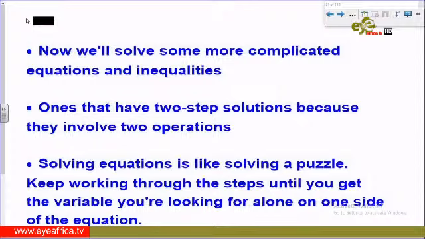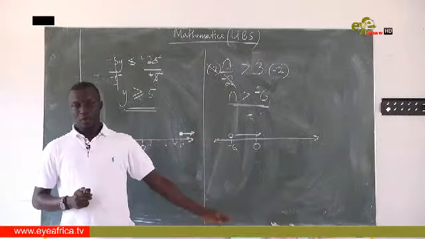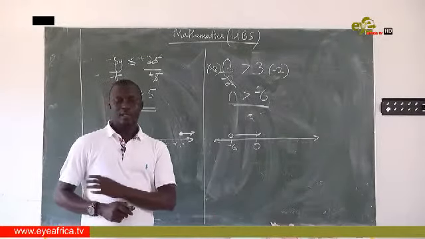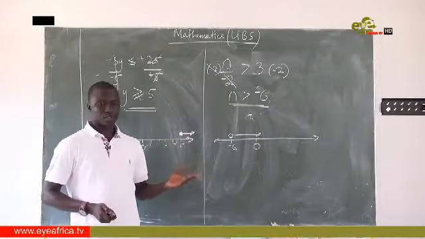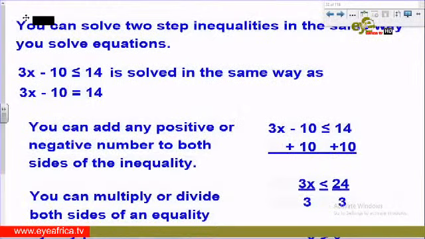Now, we will solve some more complicated equations and inequalities. Equations come in here just to tell you that equations and inequalities are very similar. The only difference is the equal sign in the equation and the inequality sign in the inequalities. They all consist of terms, variables and operations. So we have something to solve here. You can solve two-step inequalities in the same way you solve an equation.